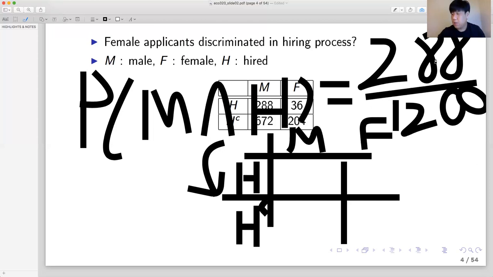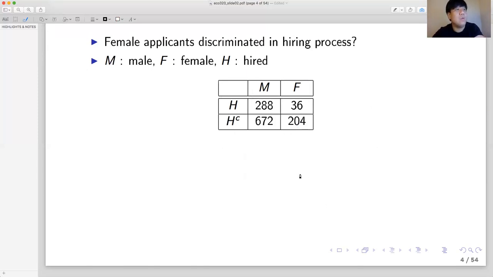So let's calculate that using your calculator. 288 divided by 1200 is 0.24. So that is 24%. Put this as 24%, and just fill out the remaining cells as well.